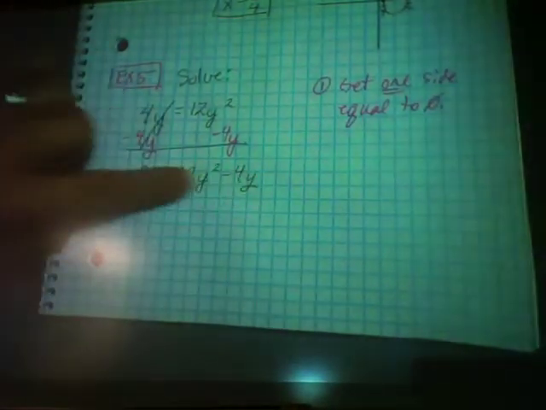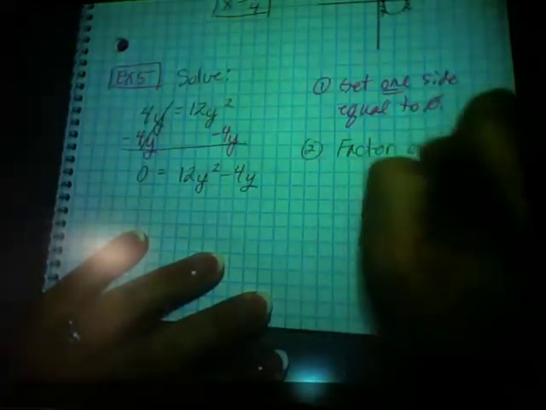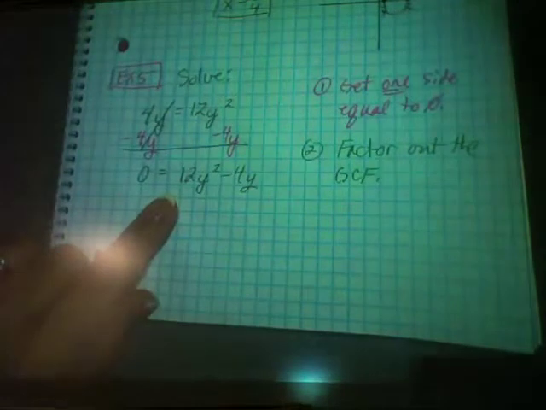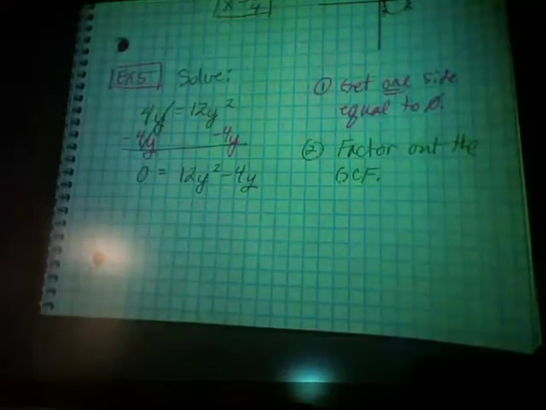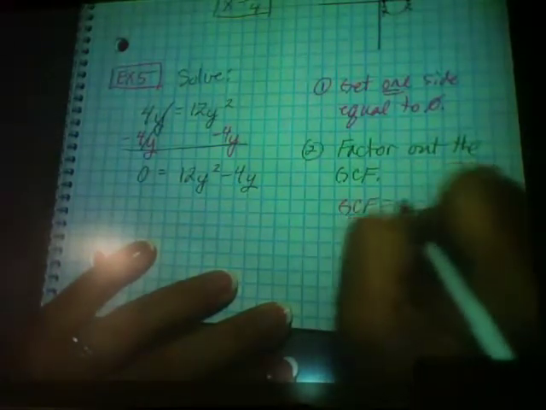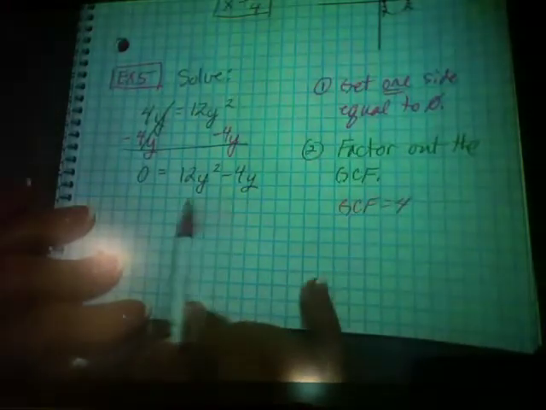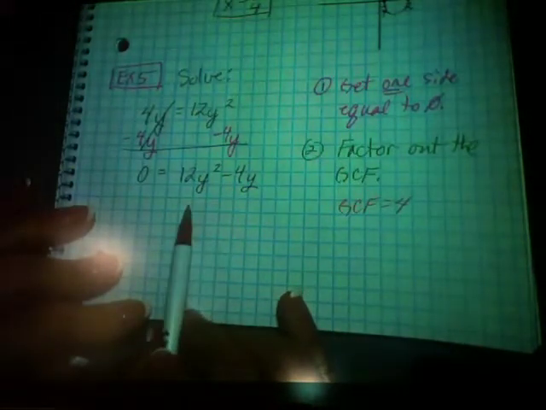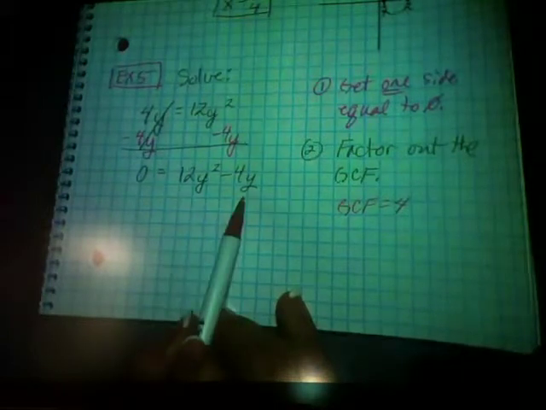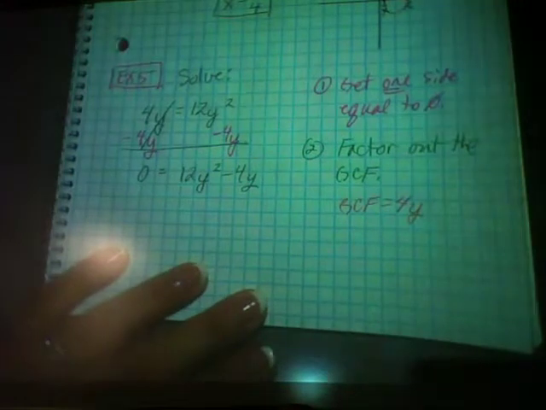Look at this. We need to factor it. So step 2, factor out the GCF. So look at 12 and 4. What's the biggest number that divides into 12 and 4? 4, right? So the GCF is equal to 4, and then do they both have y's in common? What's the most amount of y's I can take away from both of them? 1y, right? Not 2. I can't take away 2 from that one. I can only take 1 from each one. So my GCF is 4y.